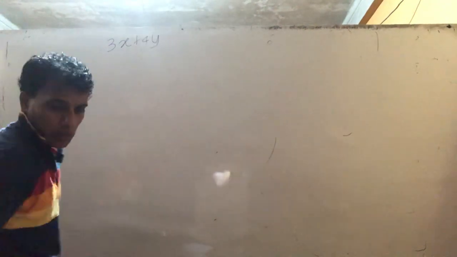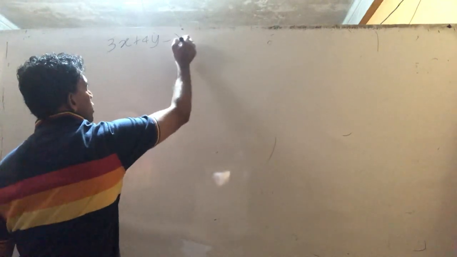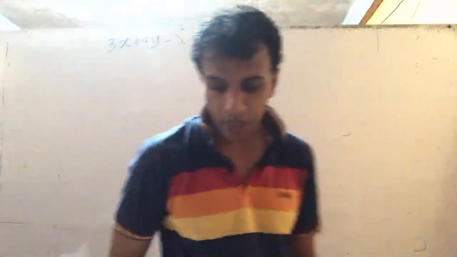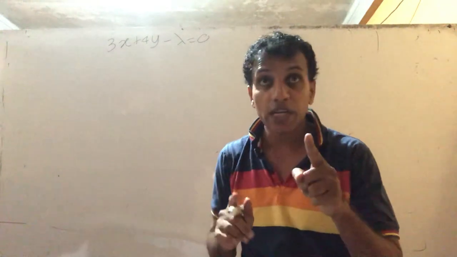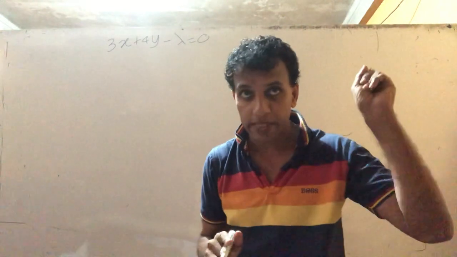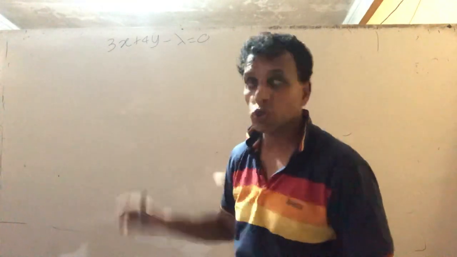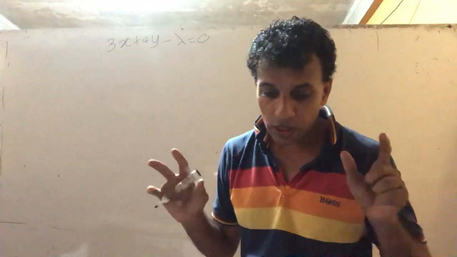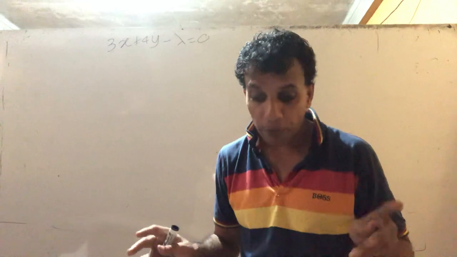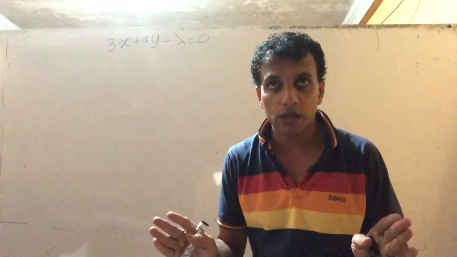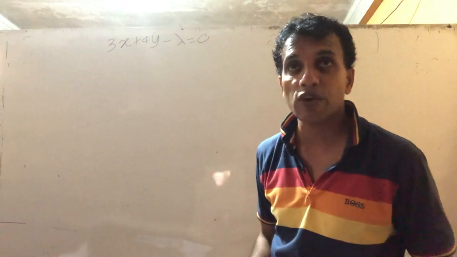Okay, see the next question, problem 8. If a variable line 3x plus 4y minus lambda equals 0 is such that two circle equations are given - you can stop the video and check my previous video, where I published the module papers number 2 pure maths. That's why I'm showing these solutions here. The two circles are on opposite sides of this straight line.